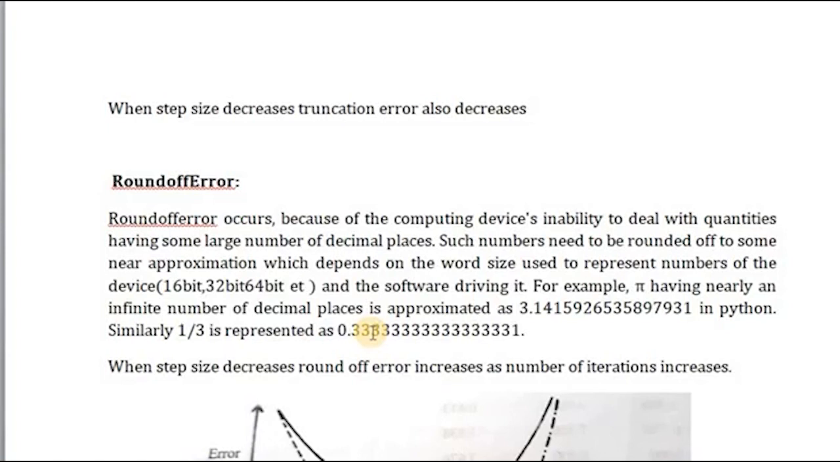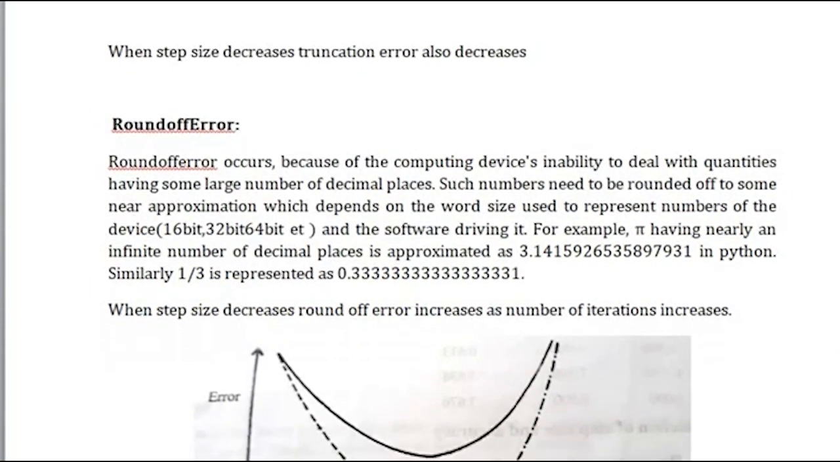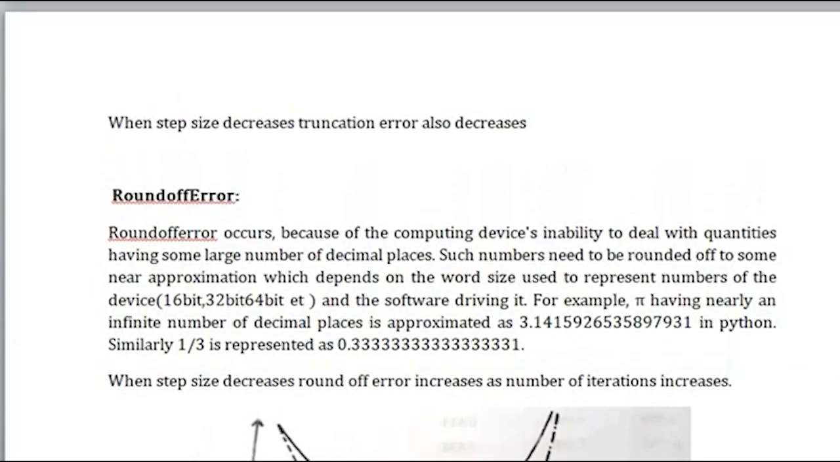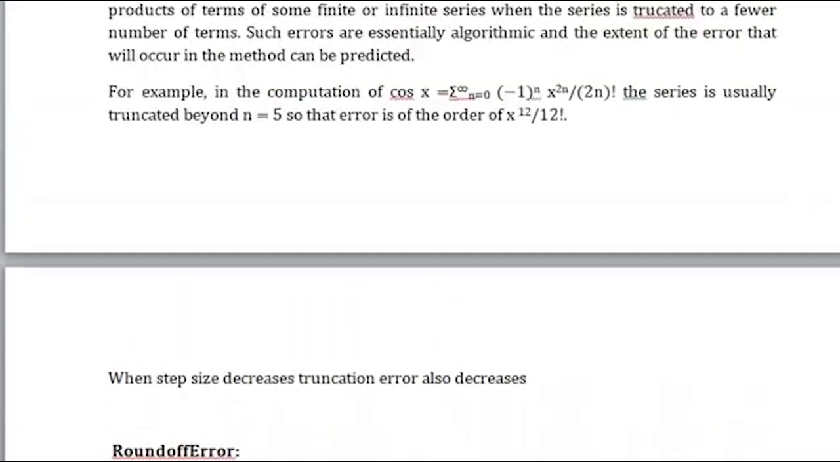What happens here is that when we have a smaller step size, we are repeatedly doing a large number of calculations. Once a value is truncated, there will be an error, and as the number of calculations increases, the volume of the error also increases. So when step size decreases, round-off error increases as the number of iterations increases. The other case was, as step size decreases, what happens?